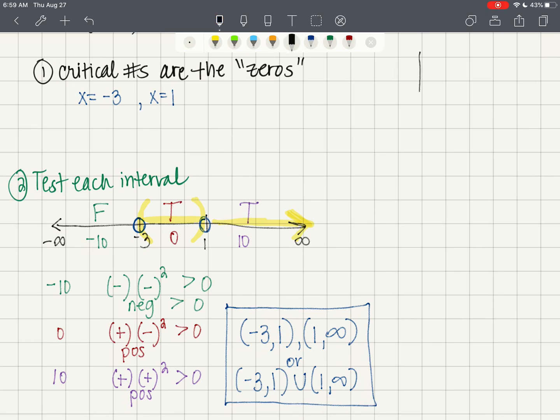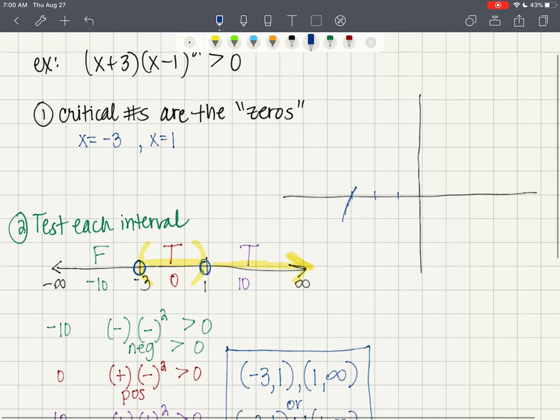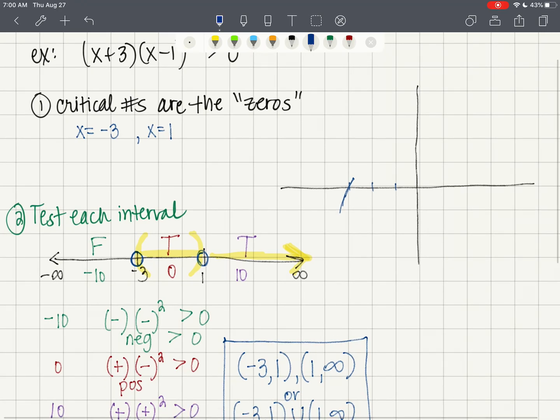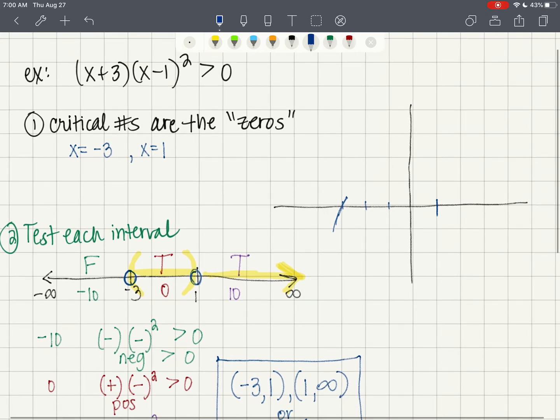Now, if you already know how to graph polynomial functions, you may be there, you may not. If you are already there where you can graph polynomials, you're going to see that at -3, we have a multiplicity of 1. So our graph is going to go through that 0, that root, that x-intercept. And at +1, that is a multiplicity of 2. So it's going to bounce off. So something like this is going to happen in your polynomial.